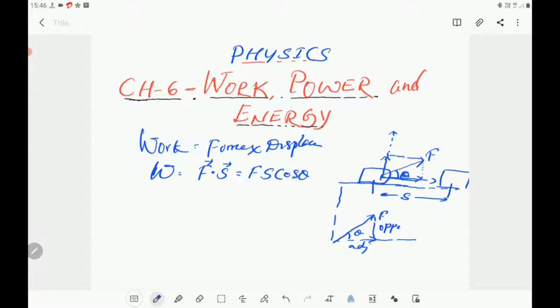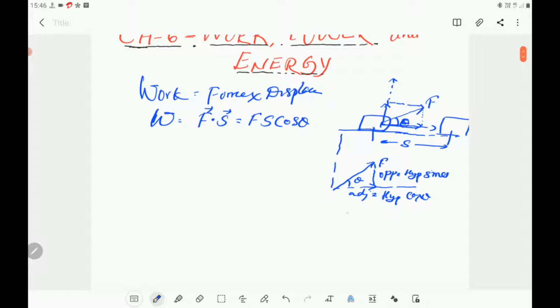What's opposite? Normally hypotenuse into sine theta. We have learnt it several times, several hundred times. And the adjacent side is hypotenuse into cosine of the angle theta. So the opposite side, the vertical value or y value, is hypotenuse F into sine theta. It should be there with you always. And the horizontal value F_h is F into cos theta. Whenever you see the resolution, horizontal is hypotenuse into cosine and vertical is hypotenuse into sine.